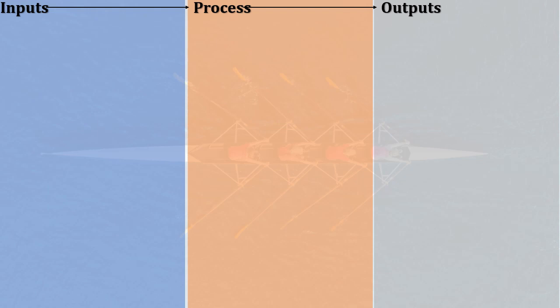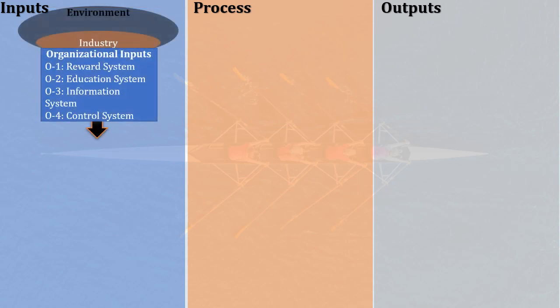The first input that we talk about is organizational input. Now, these organizational inputs are again affected by factors such as the environment, it can be macro as well as micro. And the second factor that affects the organizational inputs is the industry to which the organization belongs. So what are the organizational inputs? The first input is the reward system. How is the reward system within the organization?